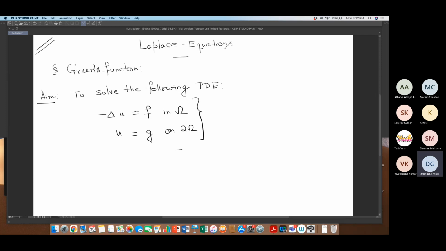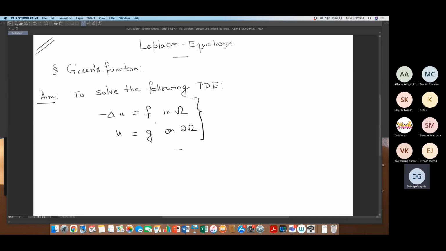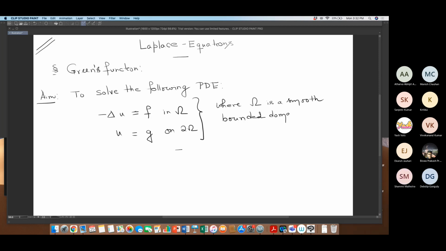Our aim is to solve the following PDE, where minus Laplacian of u equals f in omega, and u equals g on the boundary, u equal to g on del omega. Of course, where omega is a smooth bounded domain. You know what is the meaning of a smooth bounded domain.